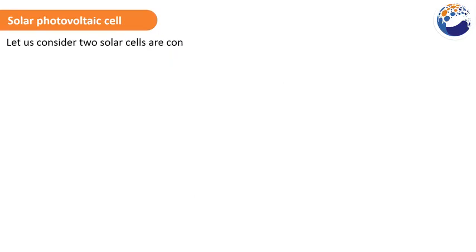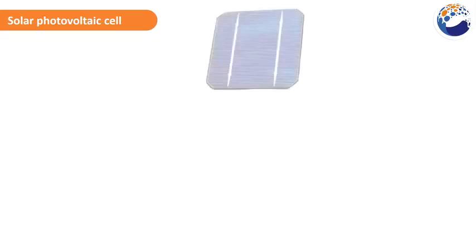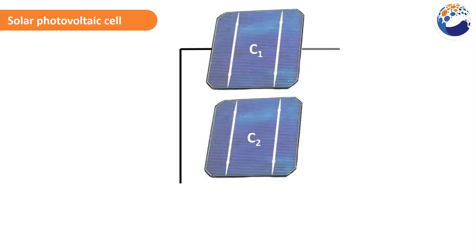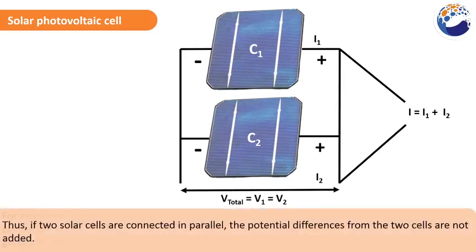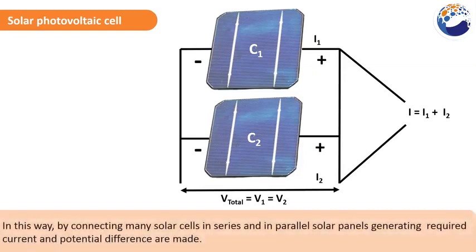If two solar cells are connected in parallel, the current generated from this combination is the summation of currents from individual solar cells. So, I is equal to I1 plus I2. However, the potential difference obtained from this combination is the same as the potential difference obtained from an individual cell. V is equal to V1 is equal to V2. Thus, if two solar cells are connected in parallel, the potential differences from the two cells are not added. In this way, by connecting many solar cells in series and in parallel, solar panels generating required current and potential difference are made.